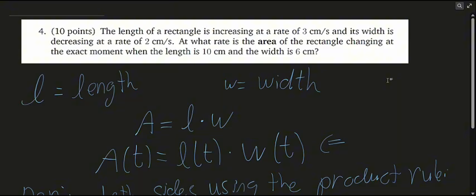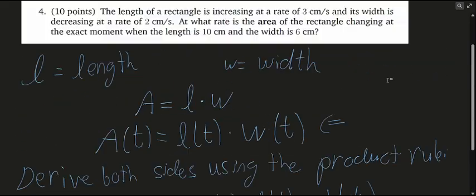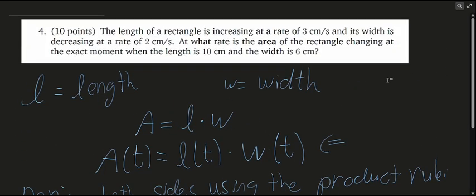Let's look at the problem statement. It says the length of a rectangle is increasing at the rate of 3. So let's cognate the word rate with the word length. The rate of the length, if we combine these together, that just means L prime is equal to plus 3. Why is it not negative 3? Because it's increasing. Remember, if a function is increasing, the rate is positive, that means the function is going up. So that's plus 3.